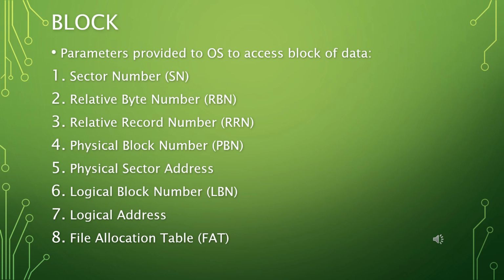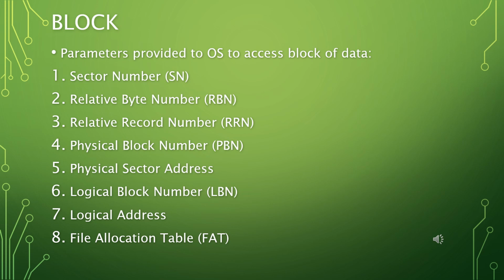The OS translates the logical block number into the physical block number. The fifth one is the physical sector address. While reading a record, if the physical address is maintained in the index, the DMS itself can access the final address without going through various levels of address translation.